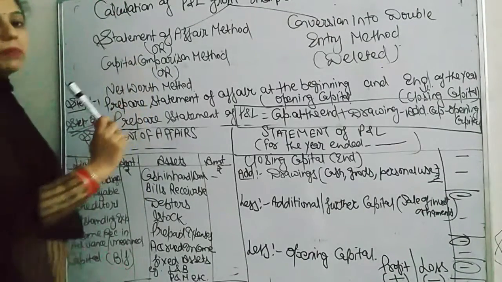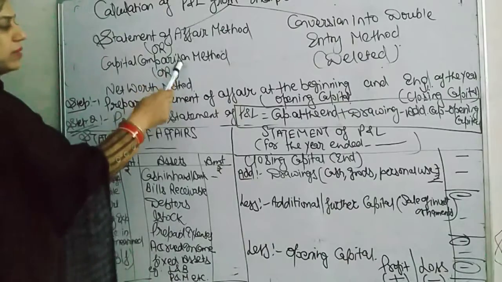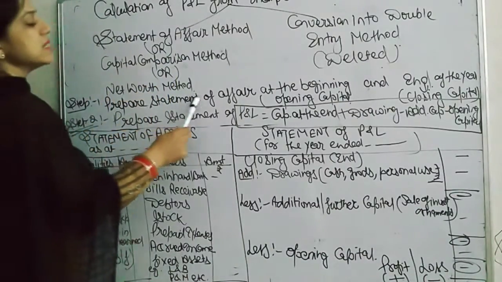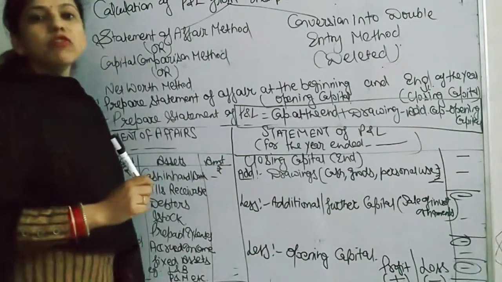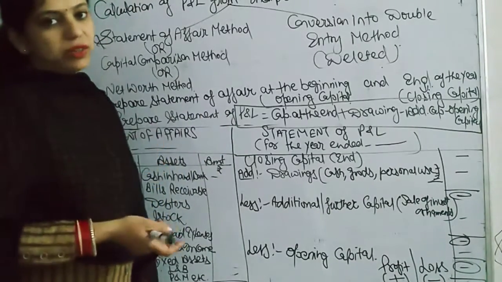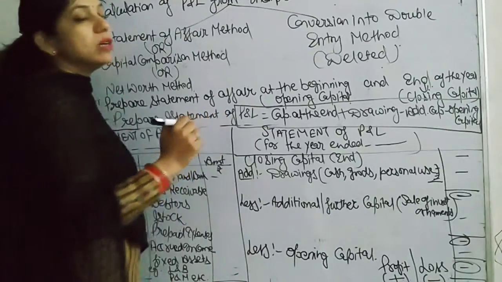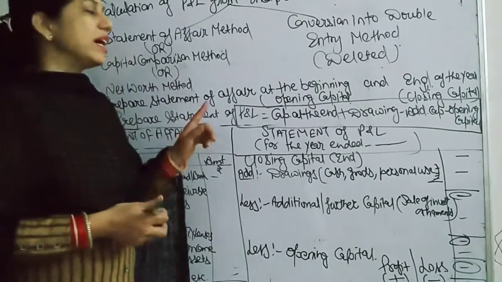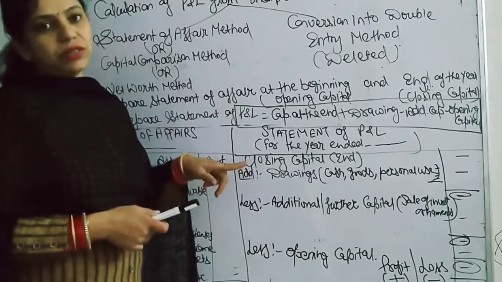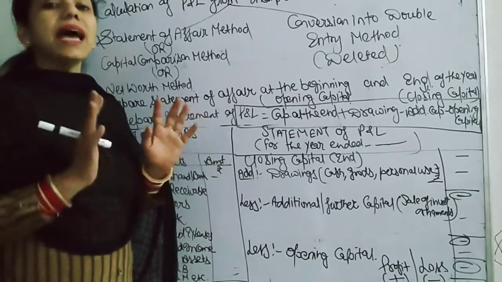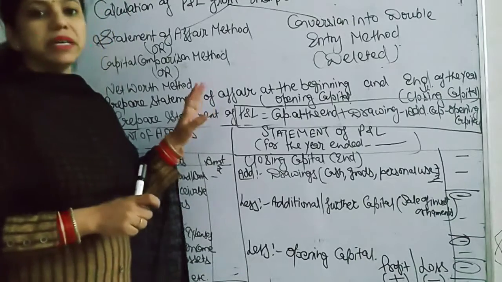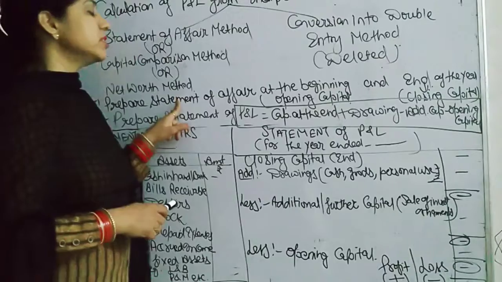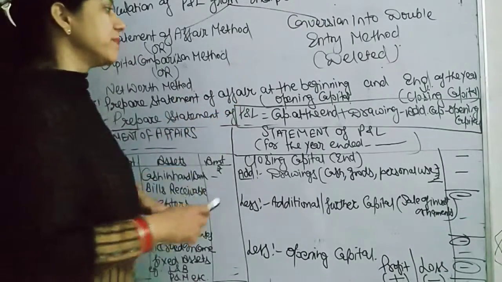How will we calculate profit and loss according to this method? There are only two steps. First step, prepare the statement of affairs. The statement of affairs is just like a balance sheet. The name is changed because it is not accurate like the double entry system. So we can't call it a balance sheet, because a balance sheet is actual and reliable, but this is not reliable because it is based on estimates. So it is called the statement of affairs.